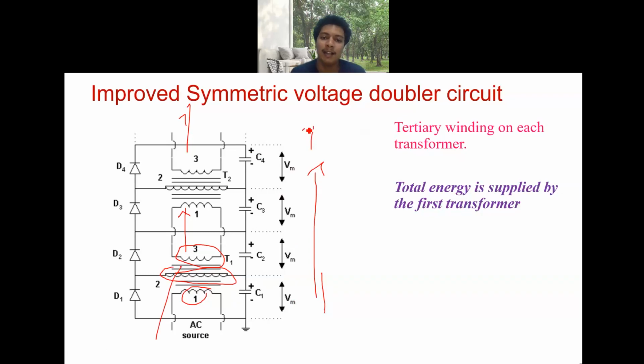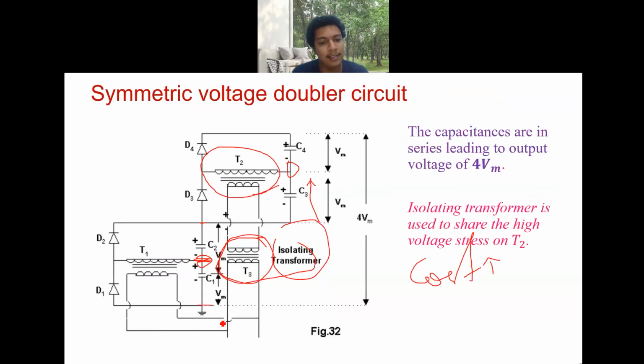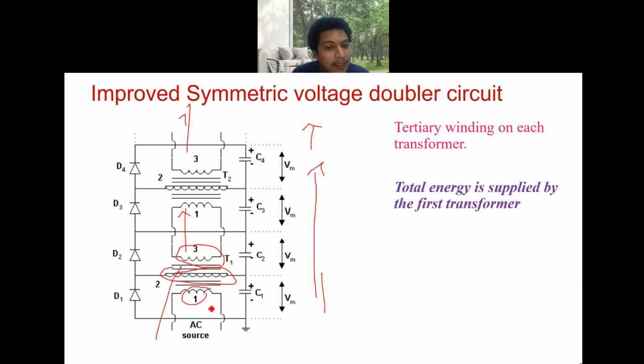The restriction here comes mainly due to one more thing. In the last arrangement, the supply was fed through another transformer, but here the supply for all the other transformers is given from the first transformer. So a lot of energy has to be supplied by the first transformer, and that will make a limitation on this voltage doubler circuit.